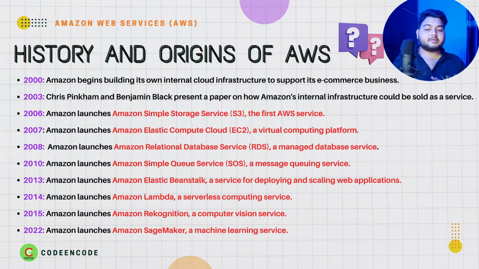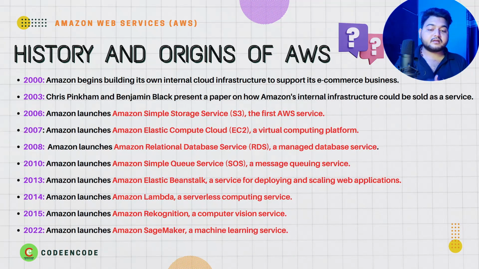So in 2000, Amazon began building its own internal cloud infrastructure. They decided to build their own cloud infrastructure to support their e-commerce website. At that time they only had the Amazon e-commerce website, which was launched even before 2000, right? And in 2003, two people, Chris Pinkham and Benjamin Black, presented a paper on how Amazon's internal infrastructure can be sold as a service, right?